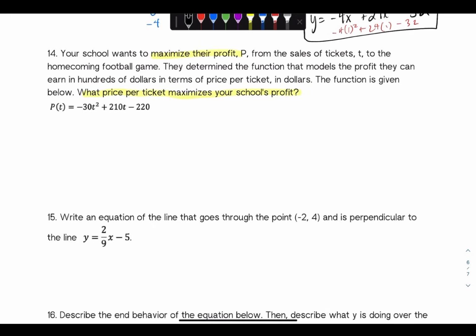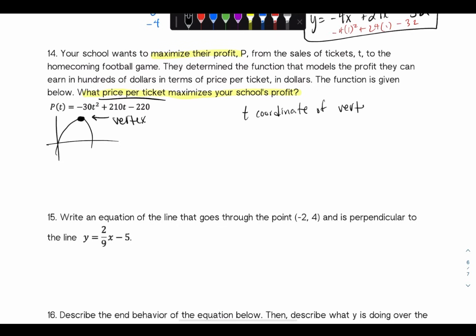Okay, so if I want to find the maximum profit, remember this is a quadratic equation, so the graph is going to actually open upside down, something like that. And my max profit is going to be up here, and that's the vertex. So how do I get the vertex from standard form? And I actually don't even need the whole vertex. I just need the price per ticket. Since the ticket price is going to be t, I want to find the t coordinate of the vertex.